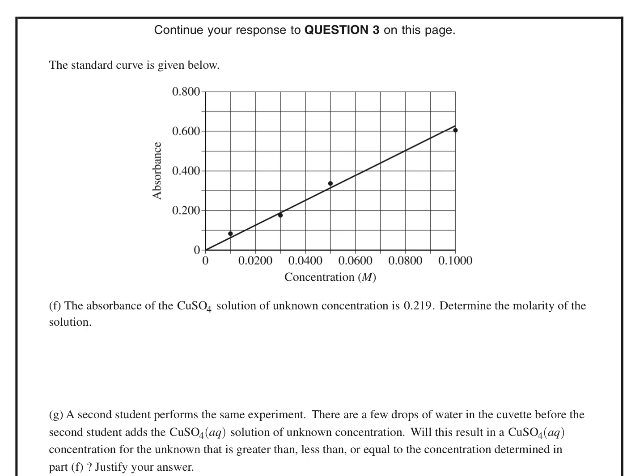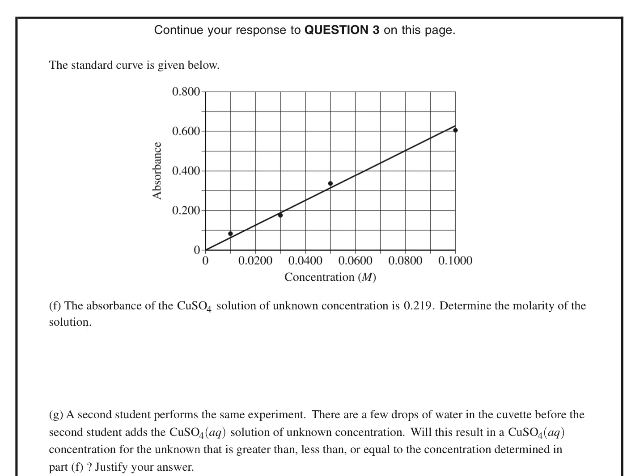Now let's take a look at letter F. It says the absorbance of the CuSO4 solution of an unknown concentration is 0.219. Now remember, absorbance is a unitless value, so it's just a number, 0.219. Determine the molarity of the solution. Now you could do this one of two ways.